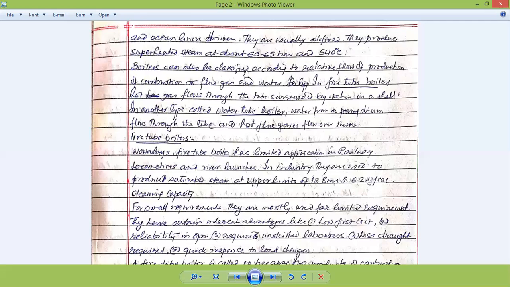Boilers can also be classified according to the relative flow of production of the combustion or flue gas and water. There are two different ways. Now, what is the meaning of relative flow of combustion flue gas, how the water is being flowed, and how the flue gases generate heat to heat up the water itself? There are two different types.